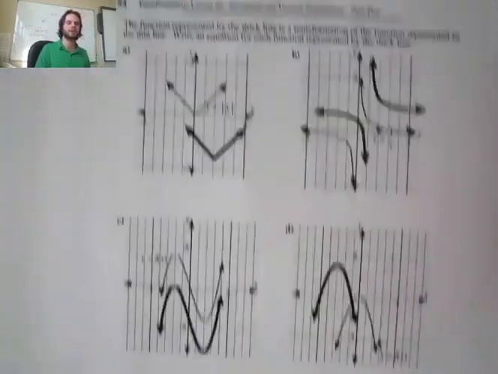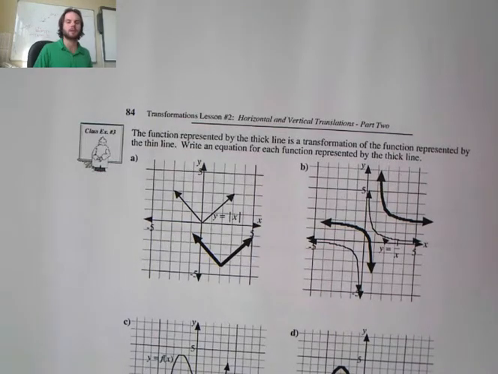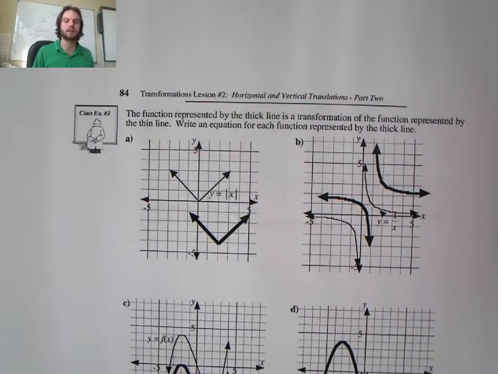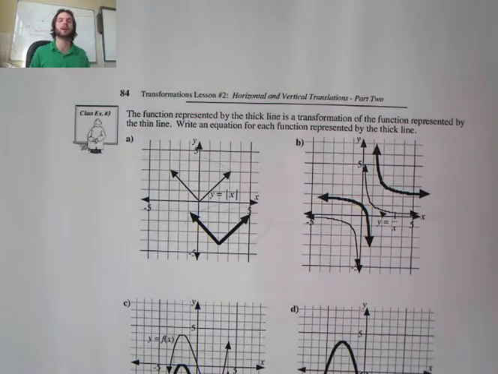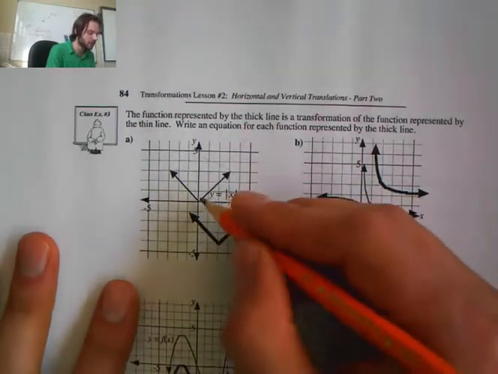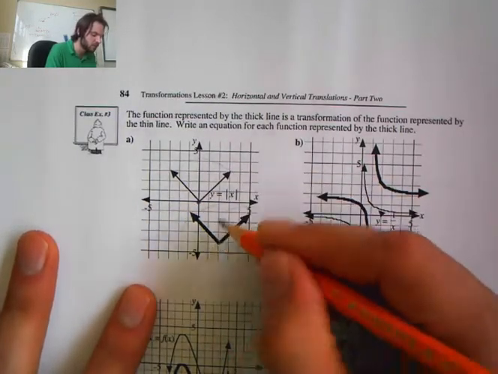All right. Let's take a look at this next one here. It says, the function represented by the thick lines is the transformation of the function represented by the thin line. So my thin line's my original, my thick line is my new function after translation. So now we want to write the equation for each one. So I take a look at this. I'm going to find one stable point right there, this vertex, and move to the vertex.